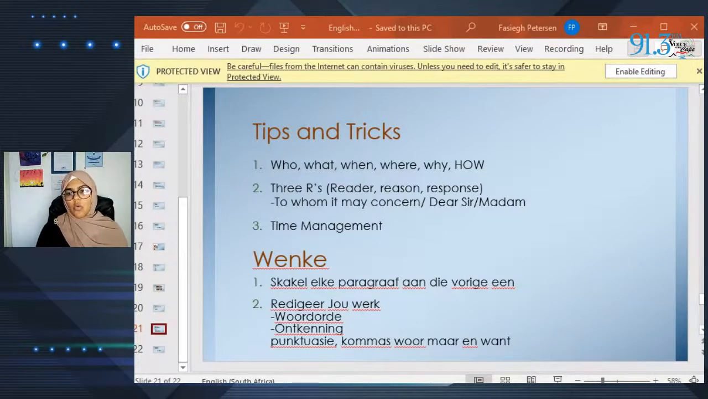Right. The most important thing, this will apply to essay writing, transactional writing, langer transactionele tekste, korte transactionele tekste, whatever it is you're writing, is the W's. So it is who, what, when, where, why, and how. All six of them won't be relevant in every situation, but always keep them in mind. Where it is relevant, you use the ones that are relevant, right?